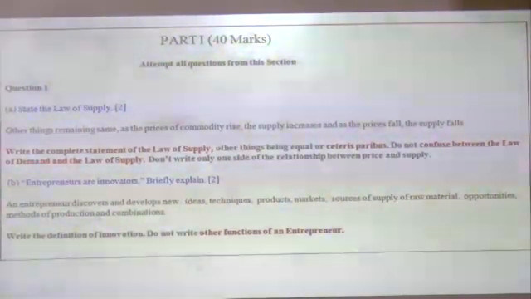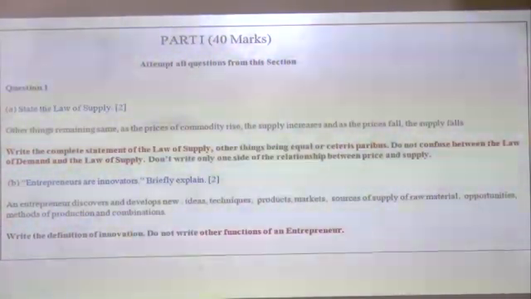Do not confuse between the law of demand and law of supply. Some of them wrote the law of demand, though the question says law of supply. Also, don't write only one side of the relationship between price and supply. Just don't write that when the price of a commodity rises, the supply increases. You need to further write that when the price falls, the supply also falls. So that was 2 marks.